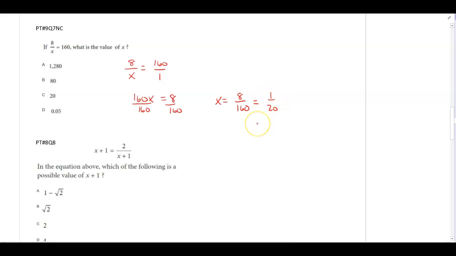And if you look at your final answers, they try to entice you to get 20. But that doesn't work. It's 1 over 20. Do not make that mistake. You know that answer can't make sense, or that. So 1 divided by 20, is that 0.05? And the answer to that is yes.